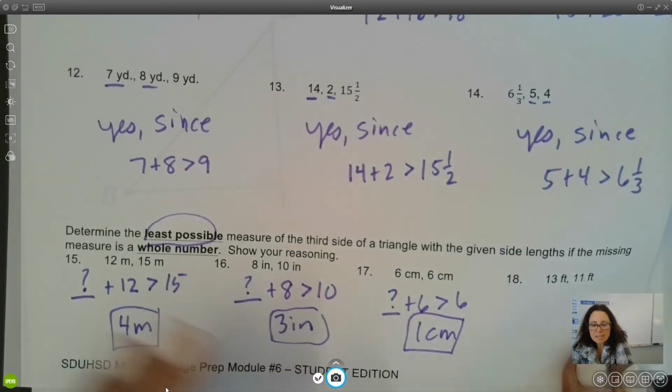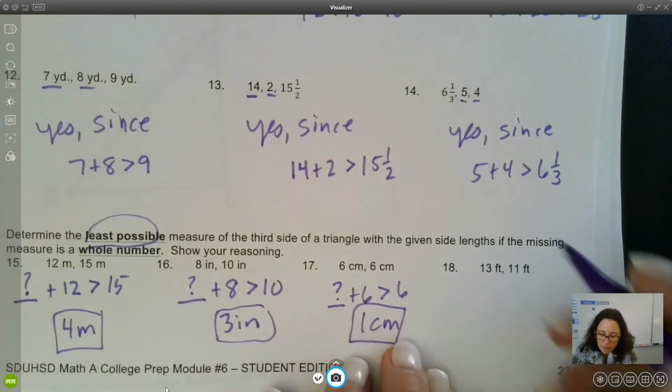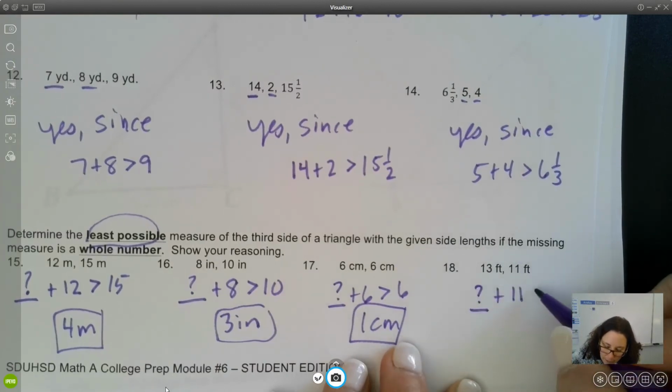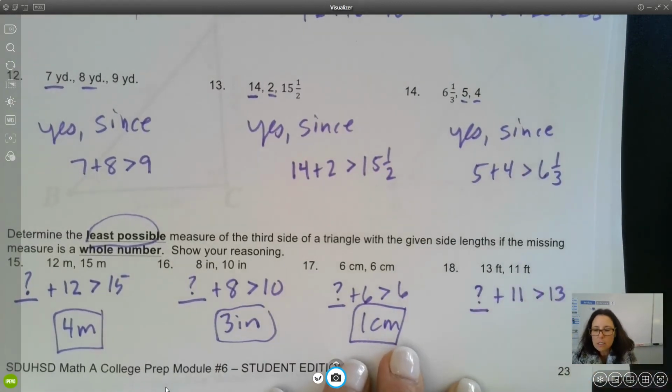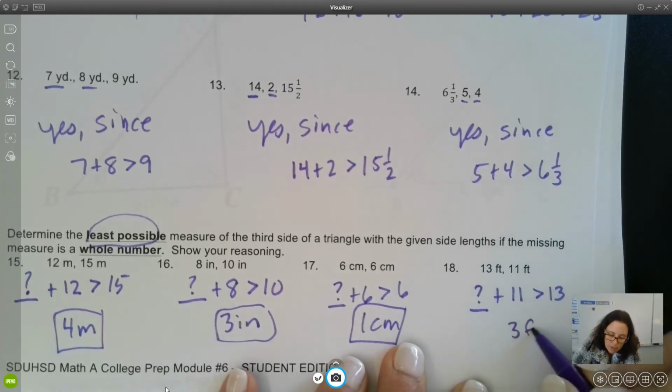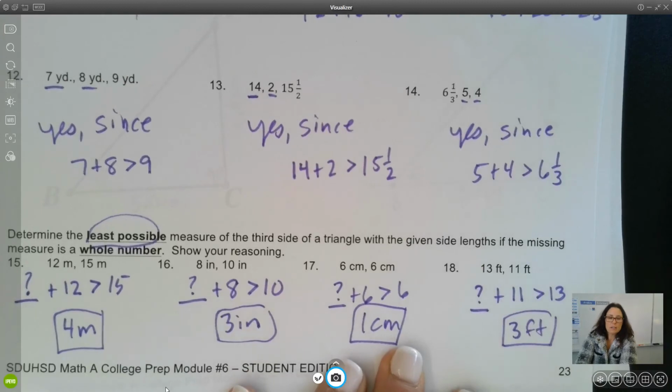Okay, and then there's this last guy in the corner here. Question mark for the smallest plus the middle size, 11, has to be bigger than 13. All right, well, 10 works, 8 works, 5 works. Keep going smaller. 4 works. 3 works. Does 2 work? Ooh. 2 plus 11 is equal to 13, so we need 3 feet is the least.